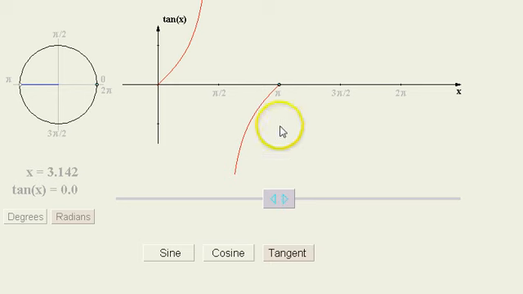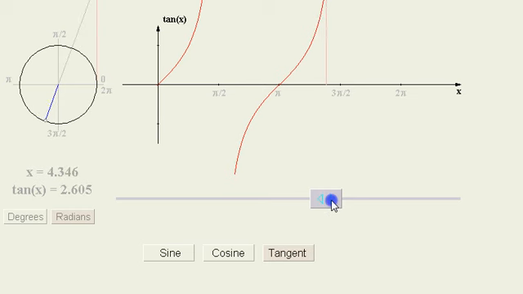Notice these were negative values for slope in quadrant 2, and now we're going to have positive values for slope in quadrant 3. Once again, as we approach 3 pi over 2, the slope becomes very, very steep, and basically approaches infinity. It becomes infinitely steep. When we get exactly to 3 pi over 2, that's hard to hit exactly, it's undefined.